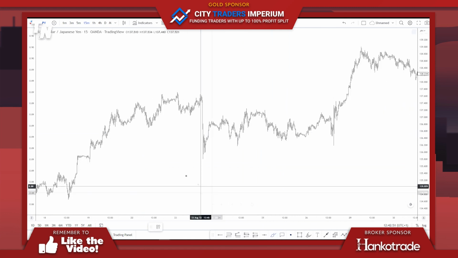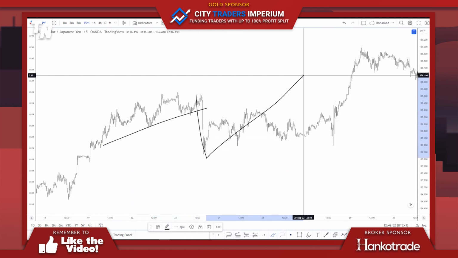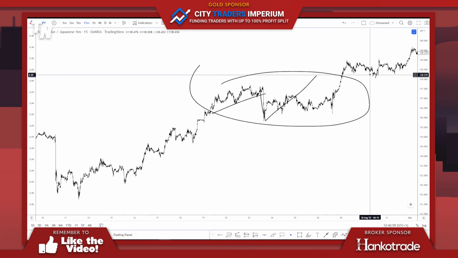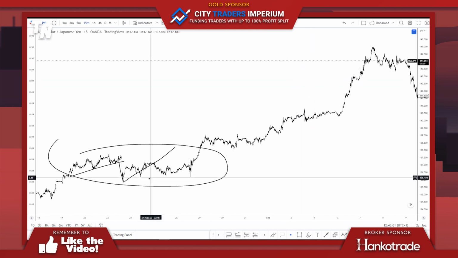What do we have here? The market manipulating lows and breaking into the upside. We have a reaccumulation. After we have that reaccumulation, the market absolutely goes crazy.